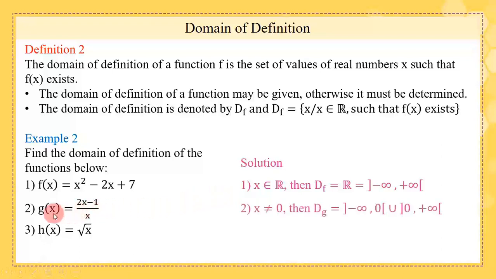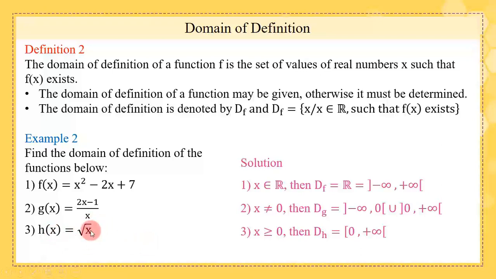In the second case, here we have a rational function. It is in the form of a over b, so it is defined whenever the denominator is different from 0, so x is different from 0, then D of g is negative infinity to 0, union from 0 to plus infinity. 3. Here we have an irrational function, radical x.